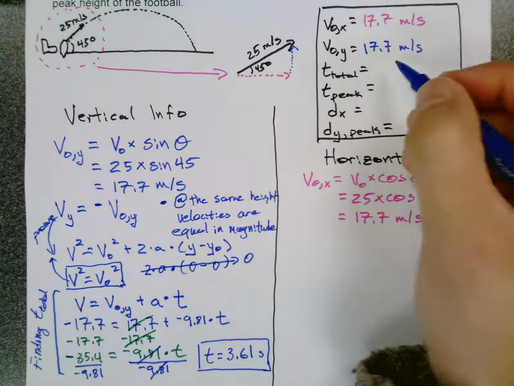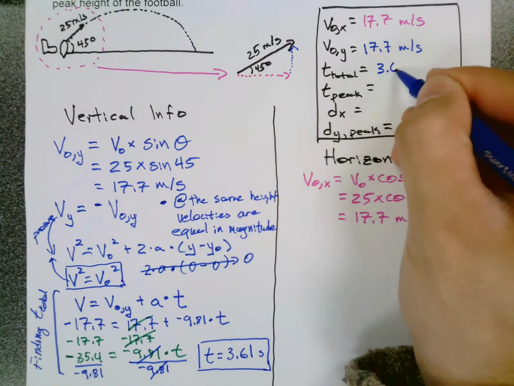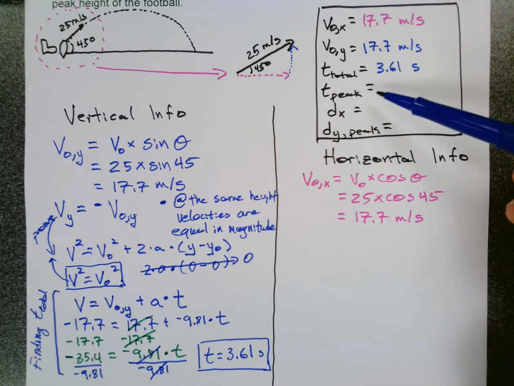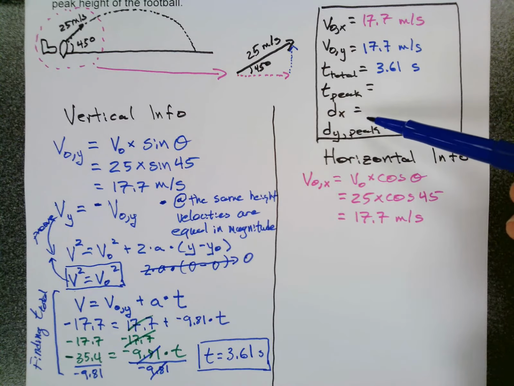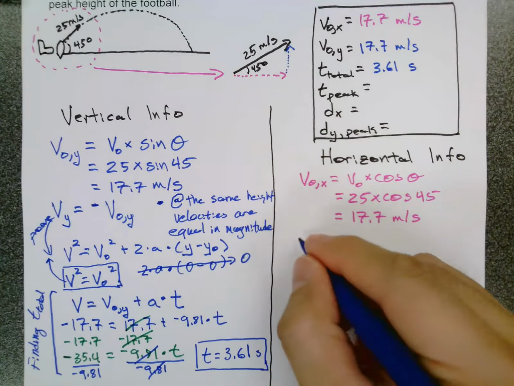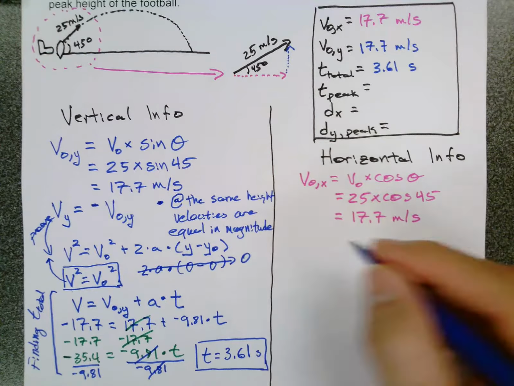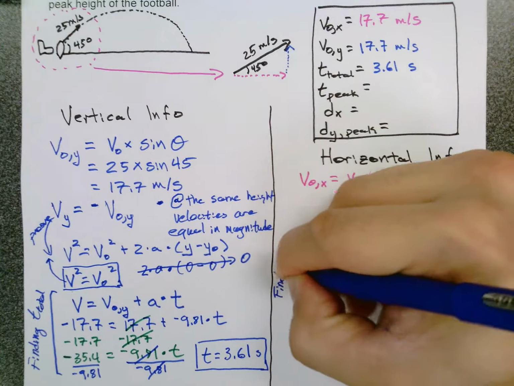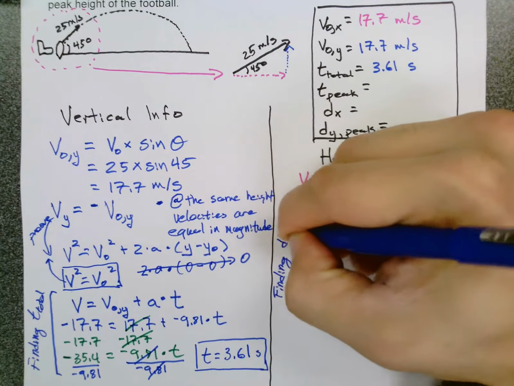I won't put that back. T total is 3.61 seconds. Alright. We're going to go ahead and skip our time at the peak for a quick second and actually go to the distance, or how far the football is kicked, dx. So I'll actually label this next section finding dx.